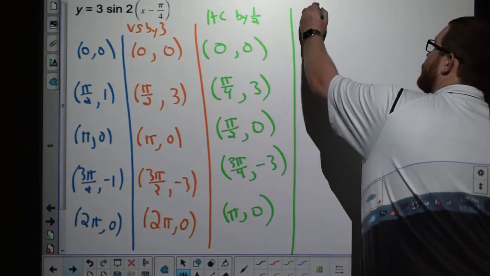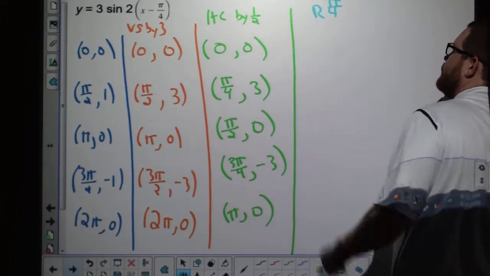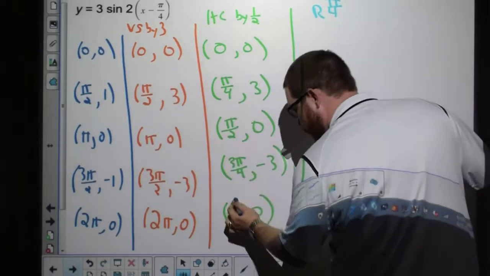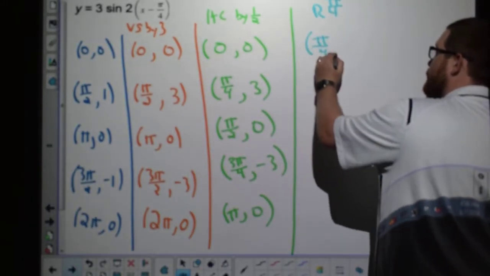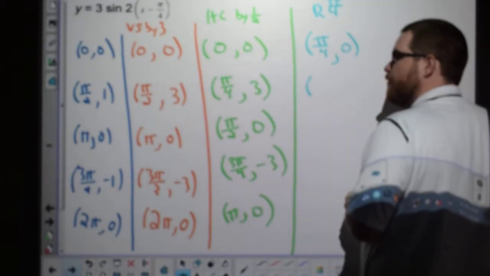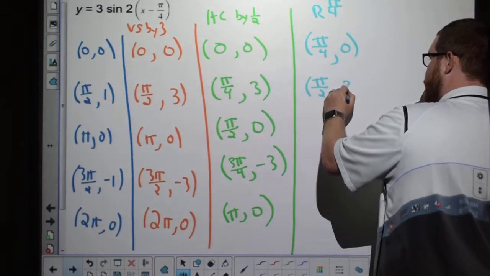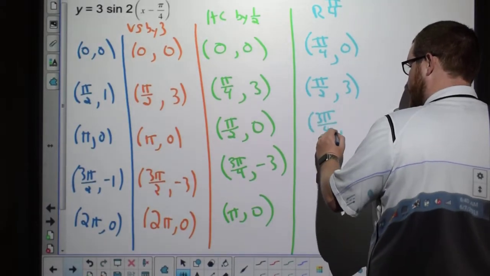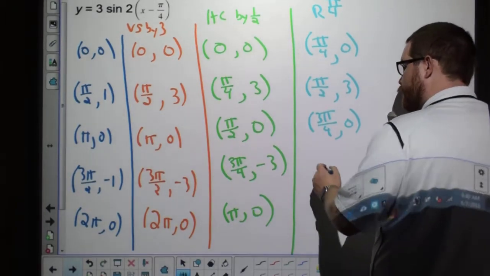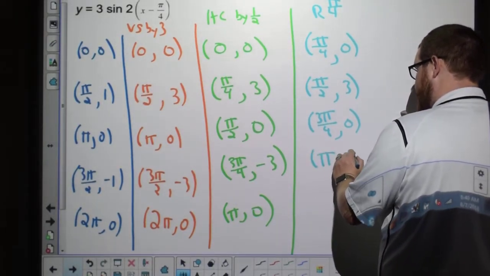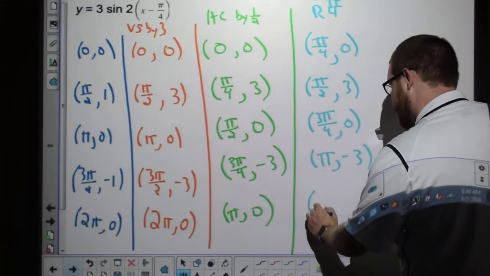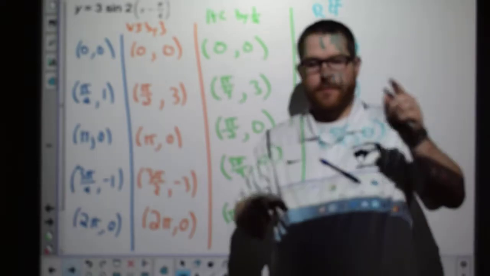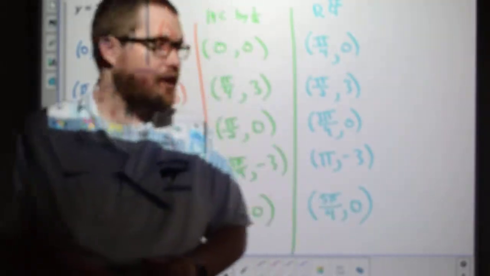And lastly, right pi over 4. Left and right, what's that going to affect? It's going to affect the x values. So I'm just going to add pi over 4 to all of my x values. So this becomes pi over 4, comma 0. Pi over 4 plus pi over 4 is 2 pi over 4, or pi over 2, comma 3. Pi over 2 plus pi over 4 is 3 pi over 4, comma 0. 3 pi over 4 plus pi over 4 is 4 pi over 4, which is just plain pi, comma negative 3. And then pi plus pi over 4 is 5 pi over 4, comma 0. Now I can graph these 5 points, and once I have them on the graph, I'll just connect the dots to make the same shape. This shape isn't going to change.